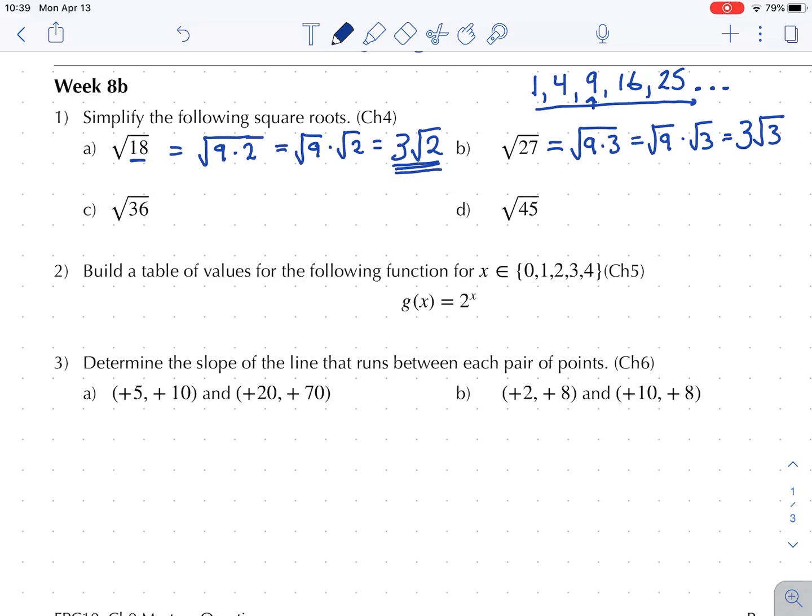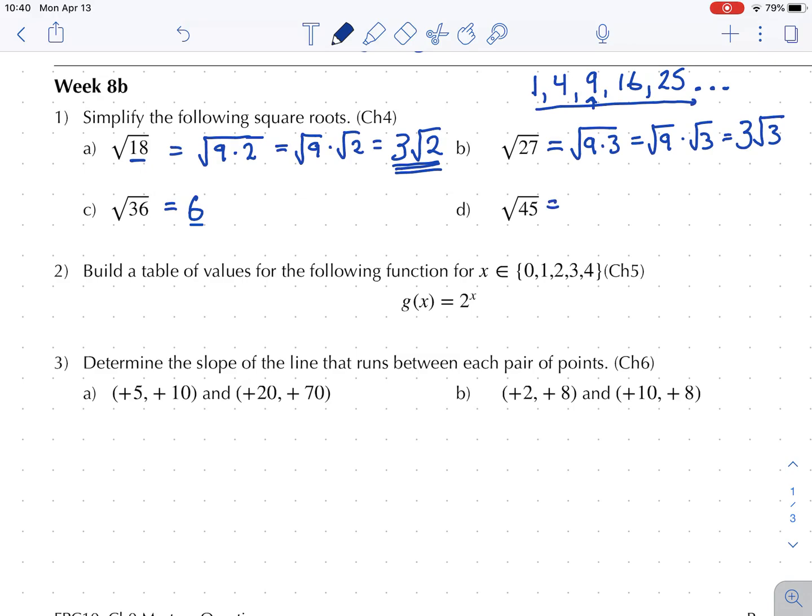All right, we are going to do the square root of 36 the same way, except you're thinking to yourself, wait a minute, the square root of 36 is a perfect square. It's the next one in that list. The square root of 36 is simply 6. And so long as you can write it without a decimal, with just a whole number, then that is simplified. Now let's do the square root of 45 the same way.